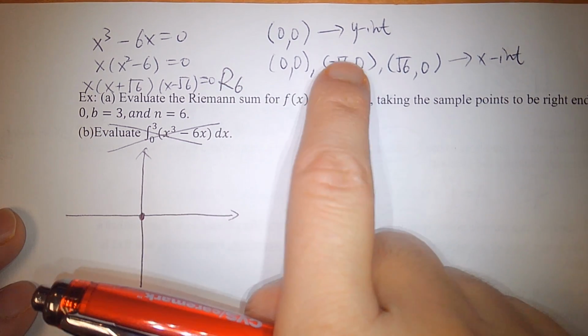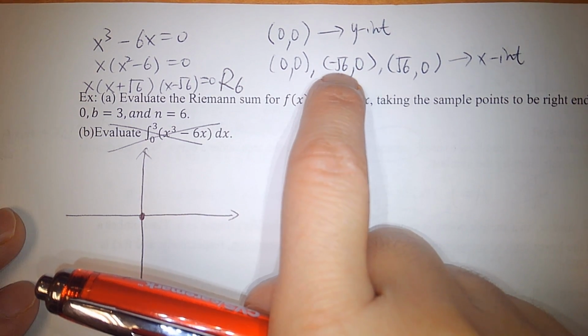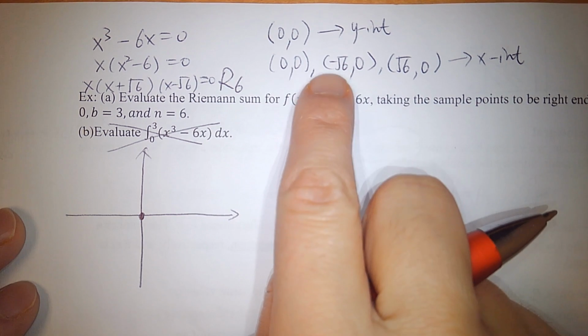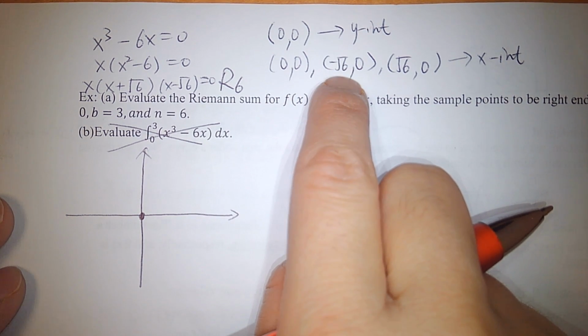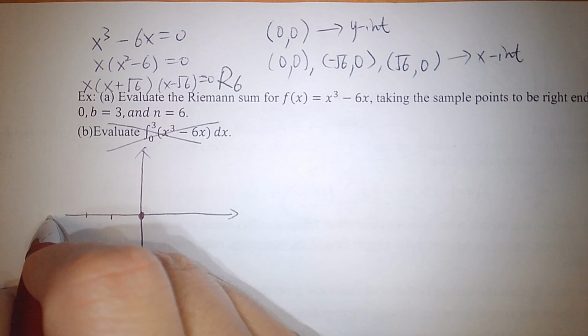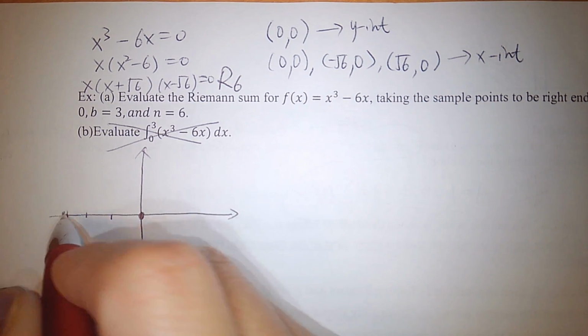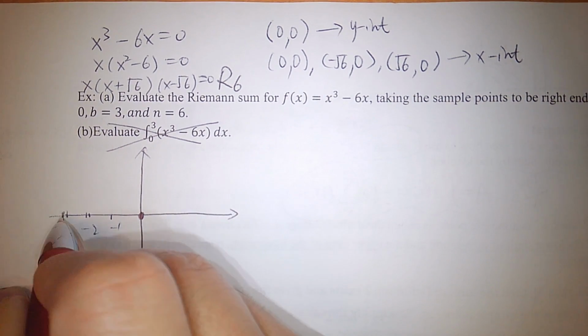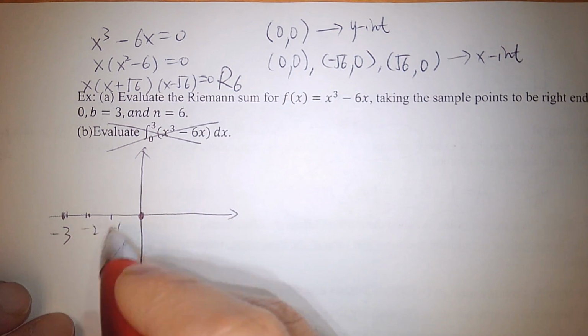I would say (0, 0) and (negative square root of 6, 0). What is negative square root of 6 in decimal? Negative 2 point something, right? 0.45 just about. Yeah, negative 2.45, okay. So I would say it is here: negative 1, negative 2, negative 3. And we don't have to worry about it.